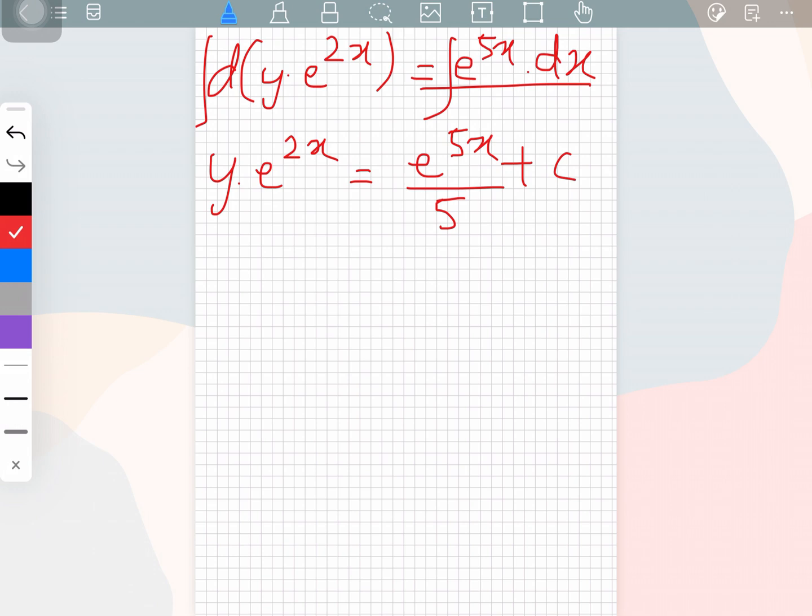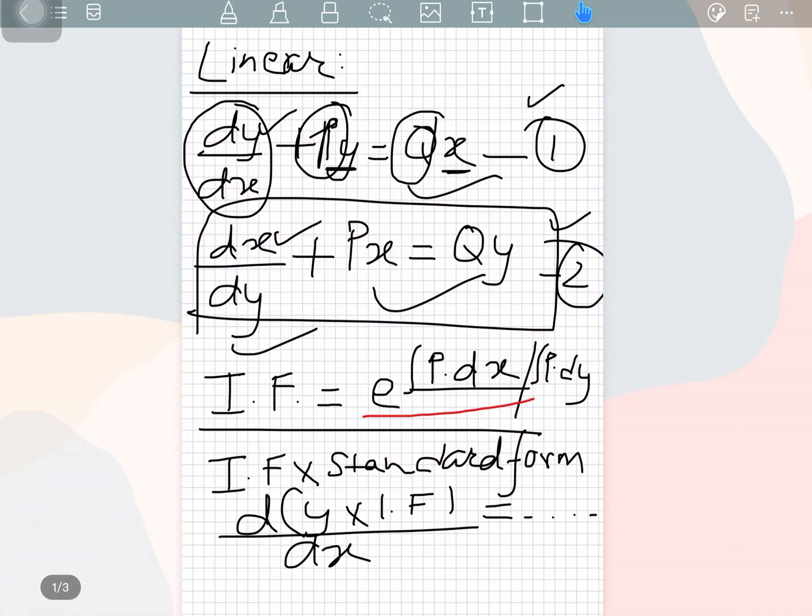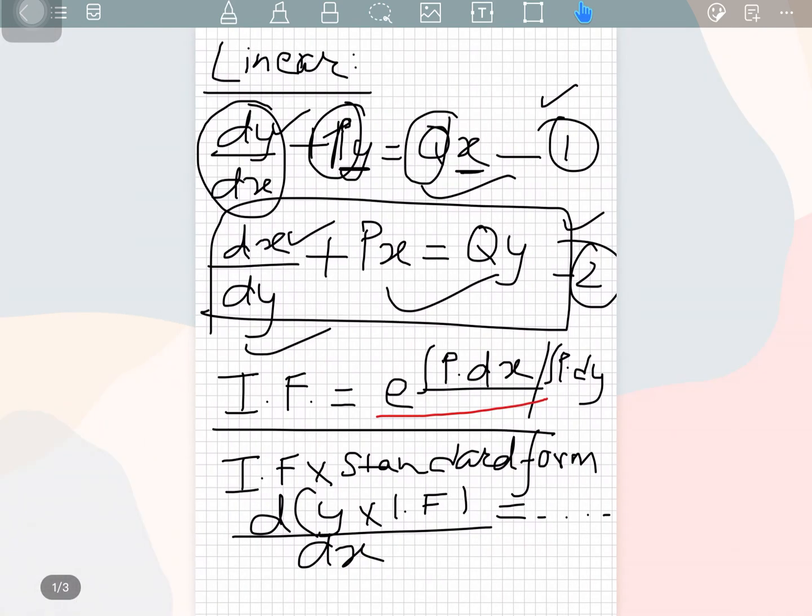So finally you can express the final answer as, therefore, y times e to the power 2x minus e to the power 5x over 5 minus c is equal to 0. So yes, this is the final answer to this question. It's a little bit more confusing than the rest. It's not very similar to variable separation. So I'll be making a few videos solving questions related to this, so you don't have to worry about it. It was just an introduction to linear differential equations.